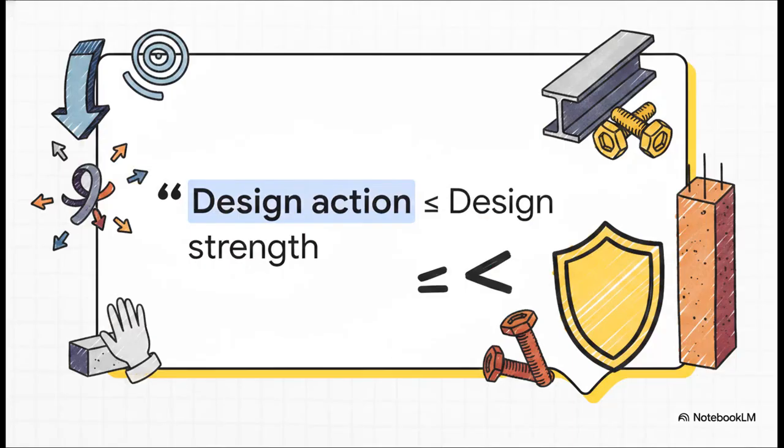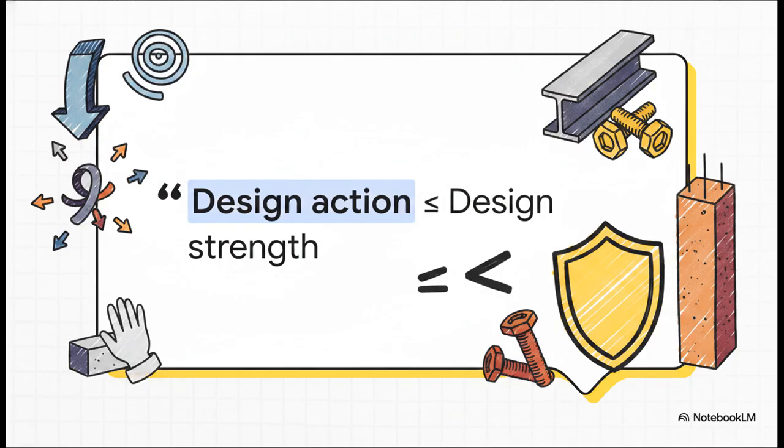And that perfectly brings us to the golden rule of structural design. Design action must be less than or equal to design strength. Seriously, write this down, memorize it, internalize it. This simple, elegant inequality is how structural reliability is actually ensured in the real world.